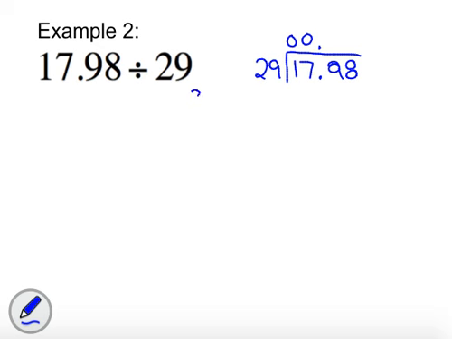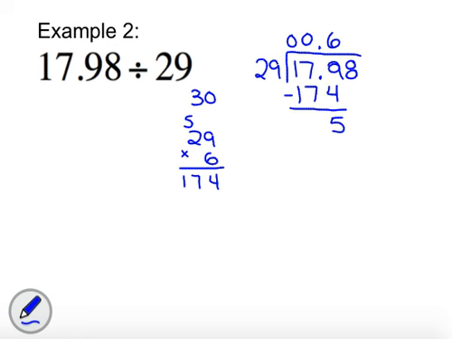Well, 29 is kind of close to 30. So if I think about 179 being a little close to maybe 180, it seems like it should go 6 times. So over here to the side, I'm going to do 29 times 6. That's 54. And 12 for the 6 times 2. Plus 5, that would be 17. So that's 174. That's looking pretty good. I subtract, I get 5. That's lower than my divisor, so I'm good to move to the next number.